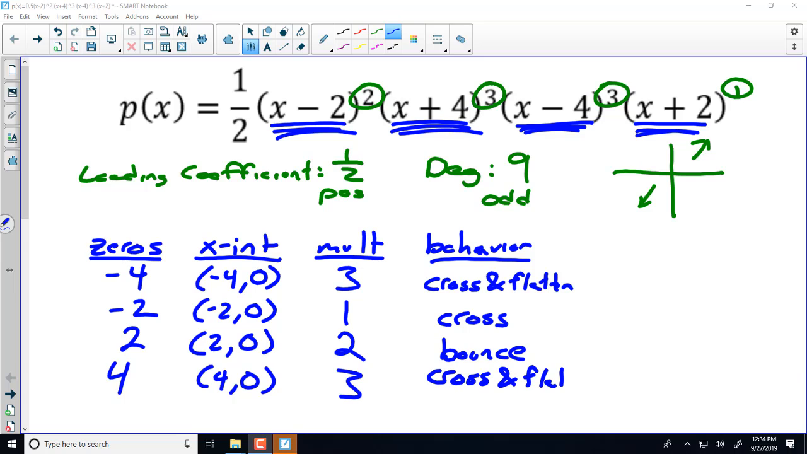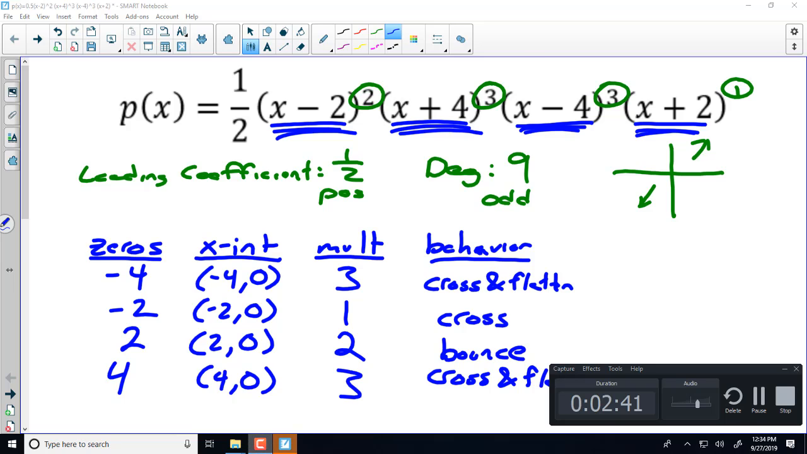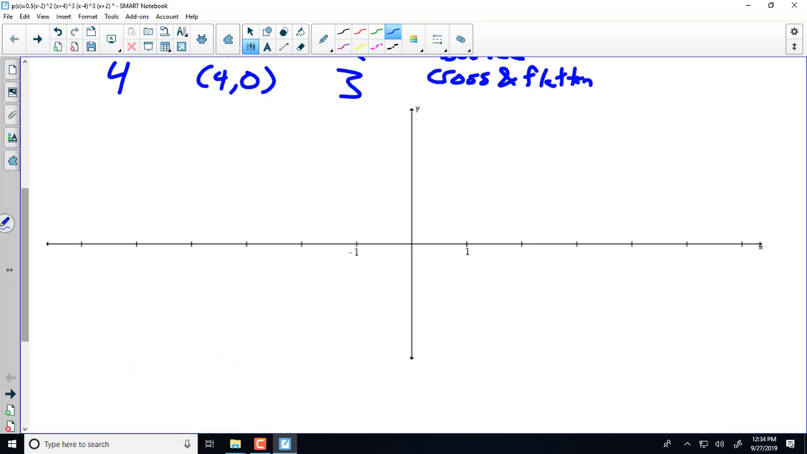All right, do we have everything we need? We have our zeros, their multiplicities and behavior. We have our end behavior of the graph. Let's go ahead and sketch a graph. All right, to make my graph satisfactory and easy to draw, I'll go ahead and put these little arrows in here to indicate my end behavior. And then I'll go ahead and put in my x-intercepts. So -4, -2, 2, and 4.